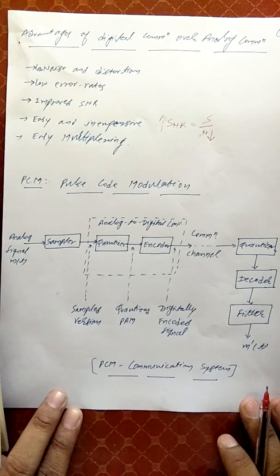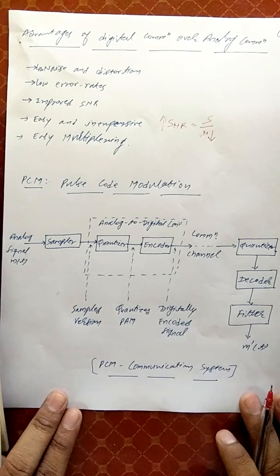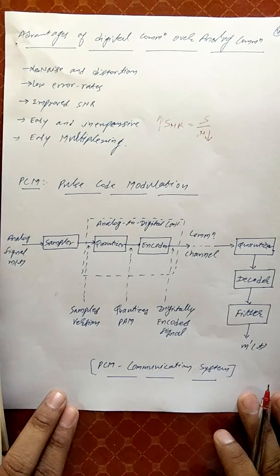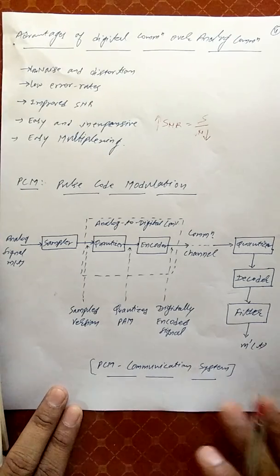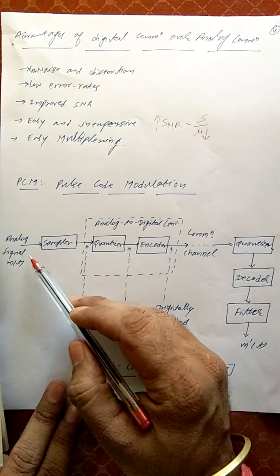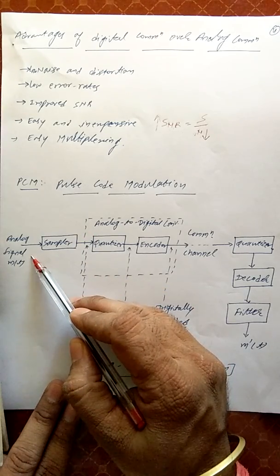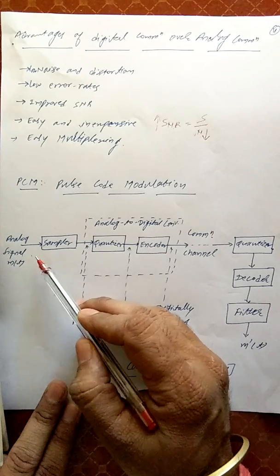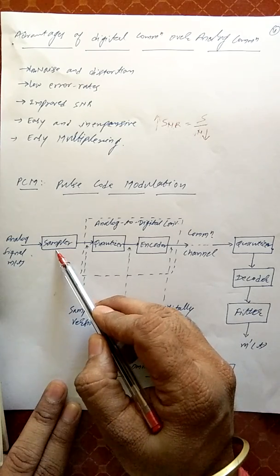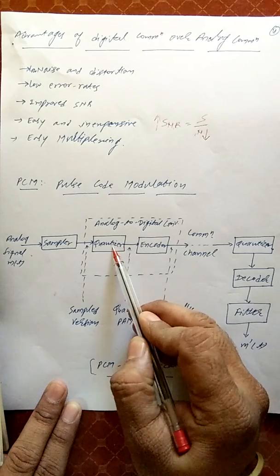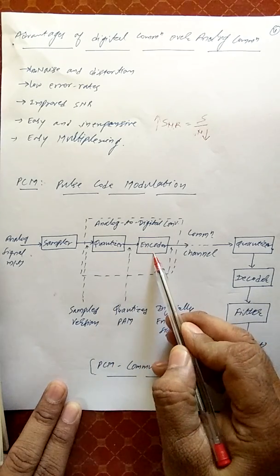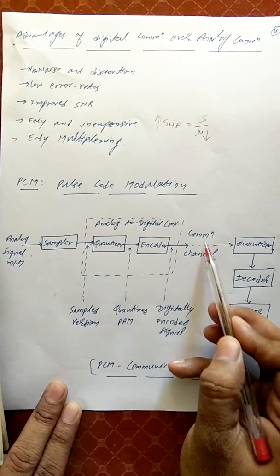The next section is PCM, pulse code modulation. First observe the basic block diagram of pulse code modulation, where the input is the analog signal, continuous time signal or modulating signal. It is given to the sampler, then to the quantizer, then to the encoder, and finally to the communication channel.